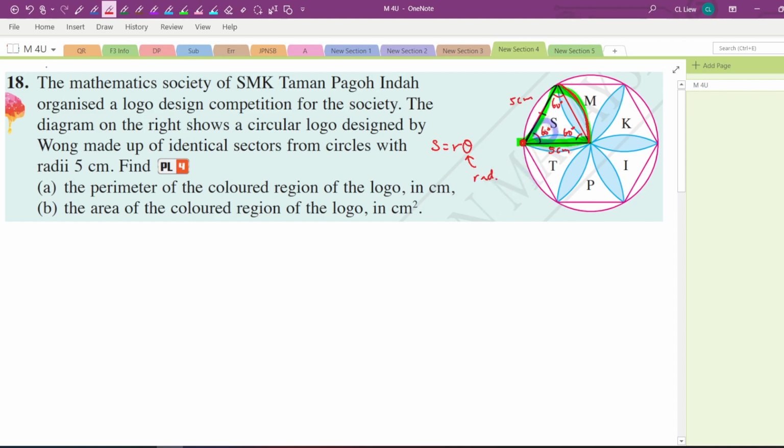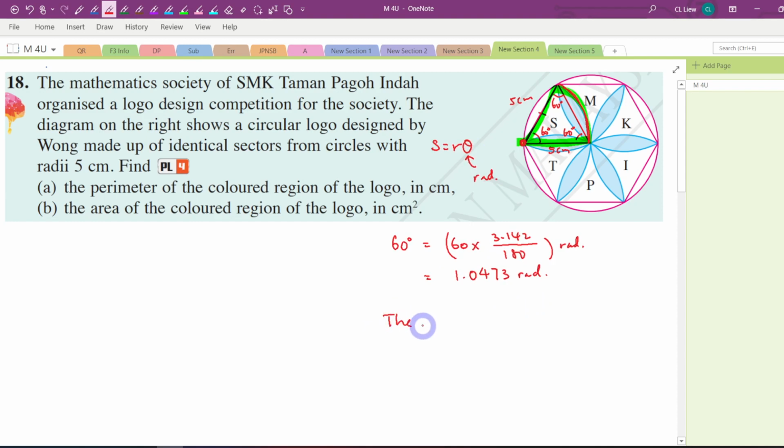So I am going to convert this 60 degrees to an angle in radians. 60 degrees is equal to 60 times 3.142 divided by 180, since there's no pi given to us, so I will just use pi equal to 3.142. Let me round it off to 4 decimal places: 1.0473 radians. Now we can use this formula to get the arc length here.